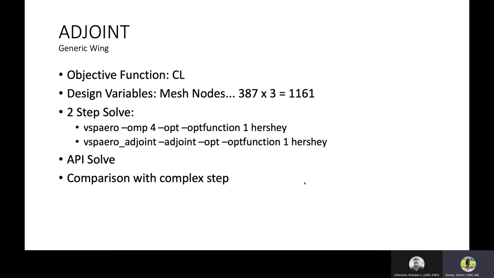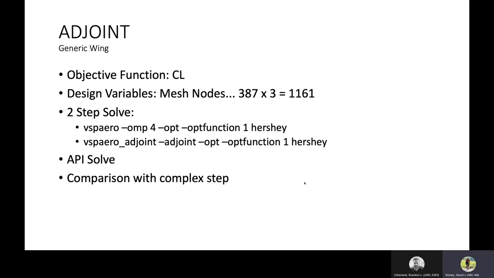Adjoint, basically a generic wing. The objective function is CL. The design variables are the mesh nodes. So this had 387 nodes defining the mesh. There's an X, Y, Z location for every node, so that gives you 1161 design variables.